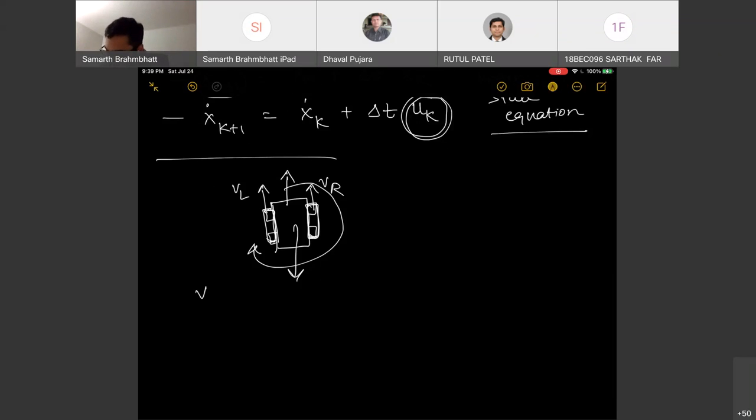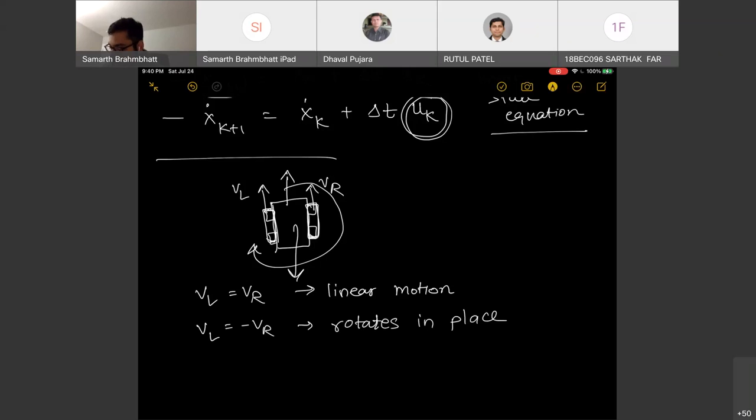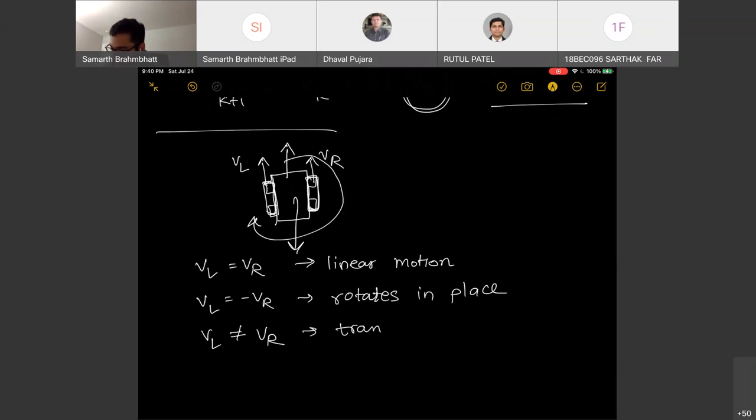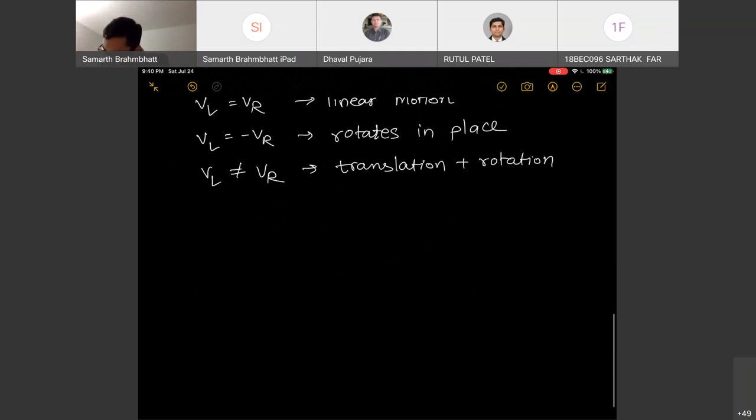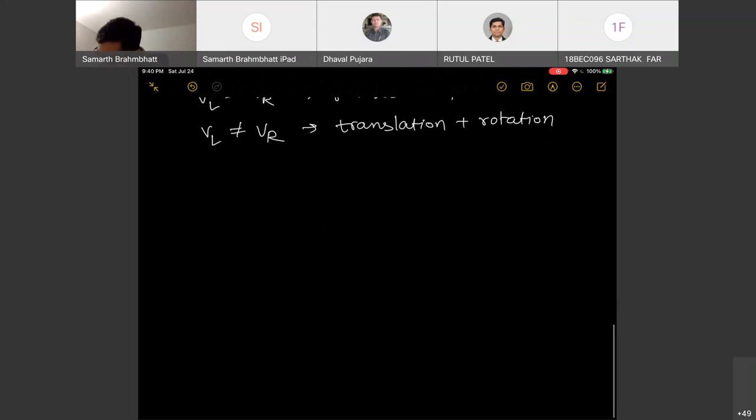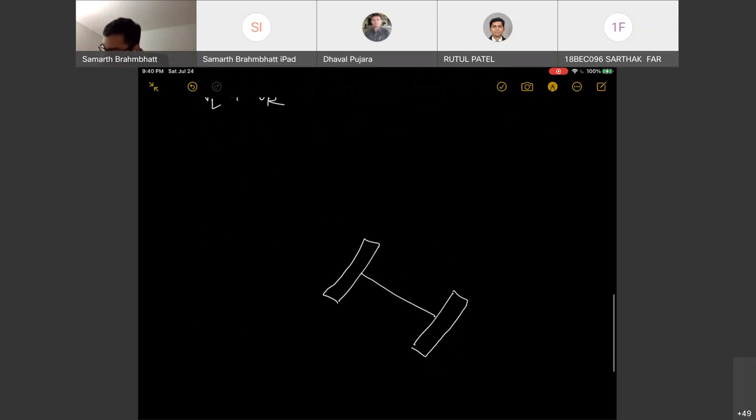Now we know that if VL equals VR, then the robot does not rotate, but it just goes forward or backwards. Now, if VL equals minus VR, so one wheel is rotating forward, another is rotating backward, then the robot rotates in place. But in general, if VL is not equal to VR, then the robot does both translation plus rotation. It kind of goes forward or backward, but also turns slowly. So how do you think about that? Let me draw this thing a little bit bigger. So we have this axis of the robot, and then we have these two wheels, right?